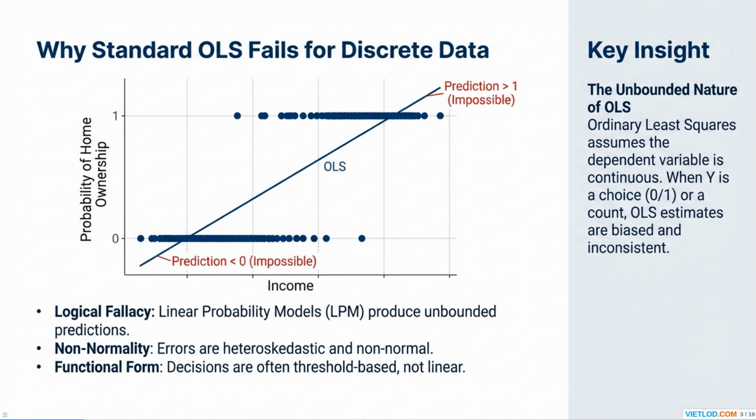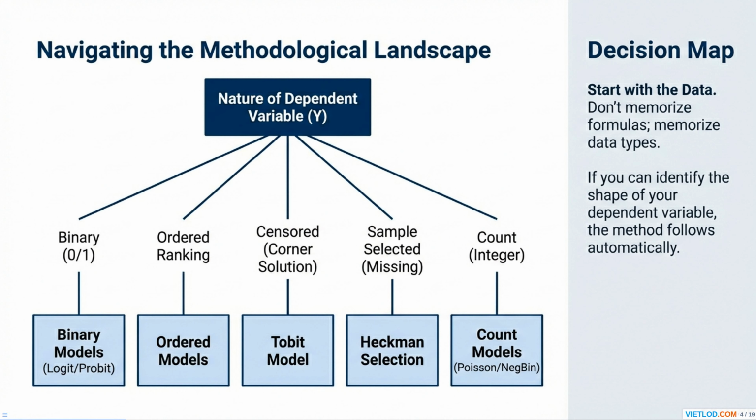Many real-world decisions are threshold-based. A choice is made only once a certain condition is met, which a linear model cannot accurately capture. Since OLS is clearly not suitable for these scenarios, we need a different set of tools. Let's now explore a map of appropriate models based on the nature of our dependent variable.